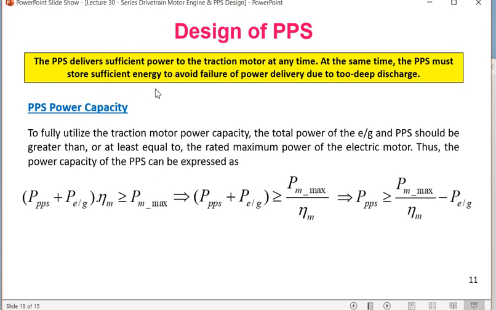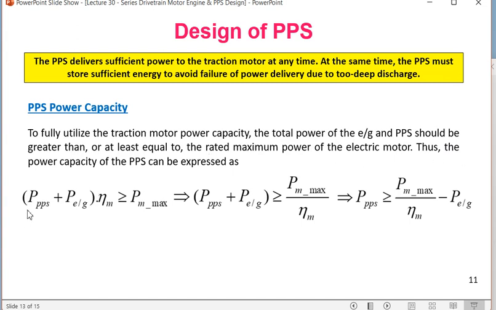So the PPS is called when too much power is required by the transmission, while hill climbing and in difficult terrain. At that time it helps the primary energy source to ride on a steep hill or on very difficult terrain and those kinds of things. What is the PPS power capacity? To fully utilize the traction motor power capacity, the total power of the engine and PPS should be greater than or at least equal to the rated maximum power of the electric motor.